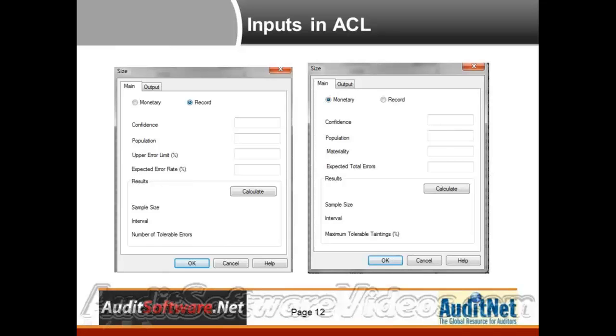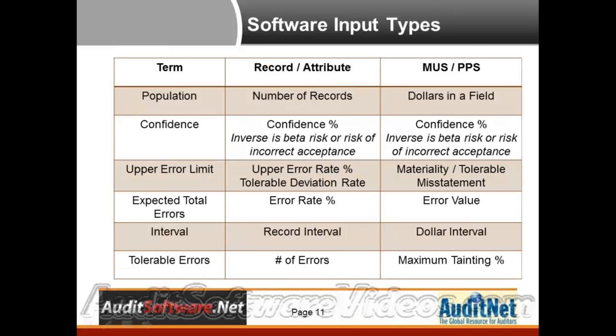And I'm just going to scroll to it quickly here. This is what ACL is going to ask for. So ACL is more or less asking for, from a record point of view, the confidence, population, upper error limit, expected error limit, and then from a size point of view on the monetary, confidence, population, materiality now, and then expected total errors as well in there. So we'll talk more about that, but that's what ACL calls it.